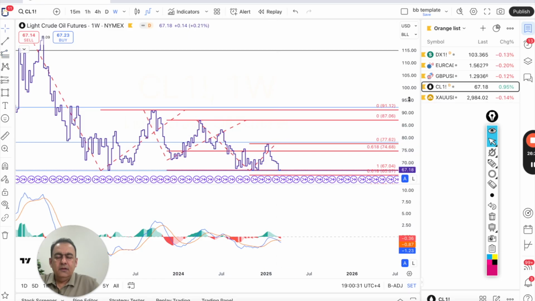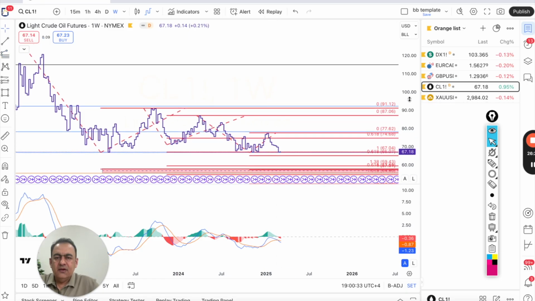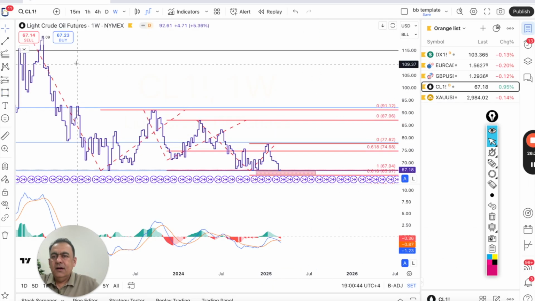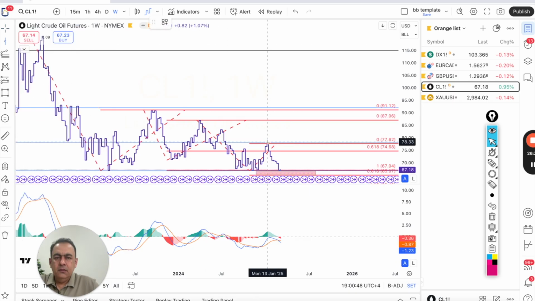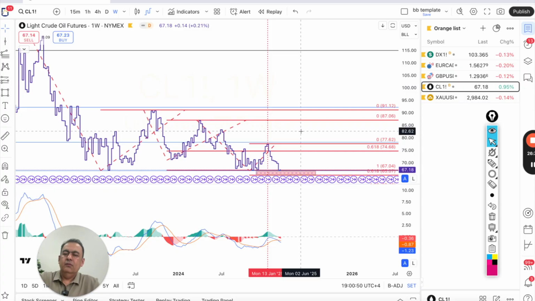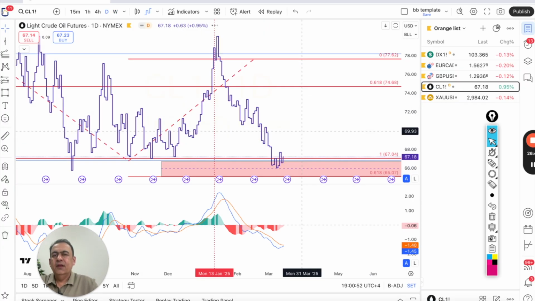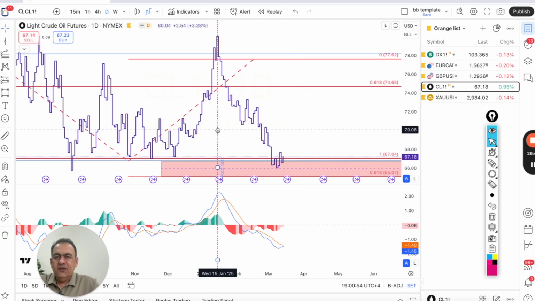And got it. So here we need to look at the magnet zone. So this is also a magnet zone. Currently it is at the major magnet level. And we can bring a vertical line to mark the latest C point and move to the next lower time frame, that is daily. Now this is our daily chart.